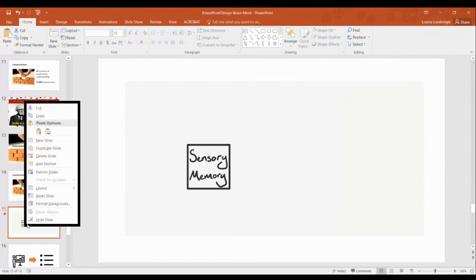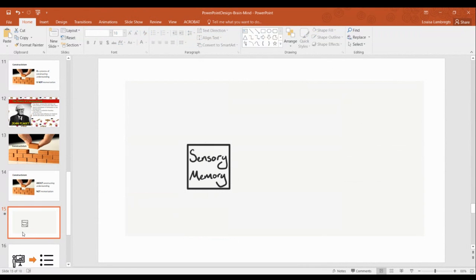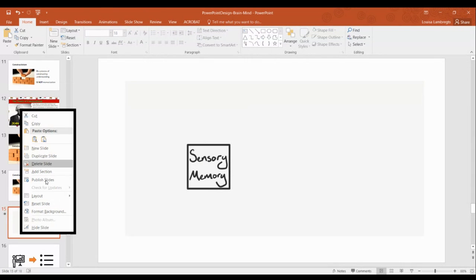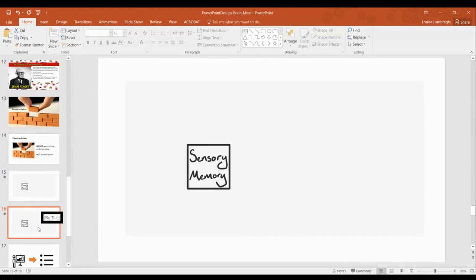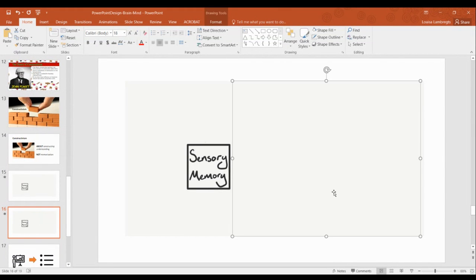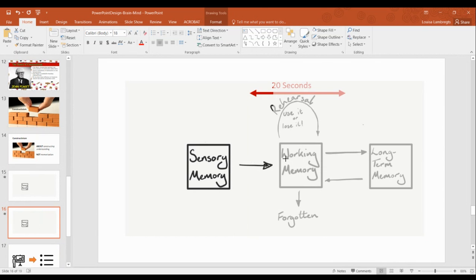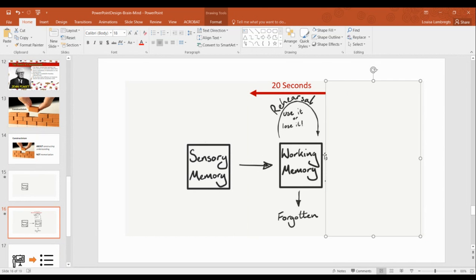I can duplicate this slide. So I'm just going to go to the thumbnails and then select that. I right-click, I duplicate. And if I go to the second one, then I can just reveal the next part. So maybe I want that part to be revealed.